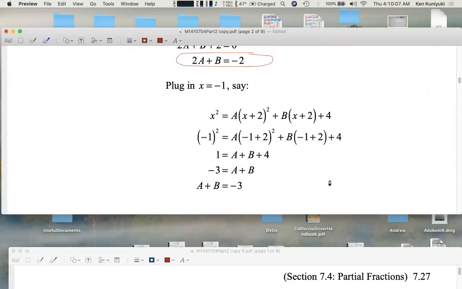Okay, so let's plug in x equals negative 1. On the left side, be careful, it's the square of, put the negative 1 in parentheses because you're going to end up with positive 1 on the left side. The square of negative 1 is positive 1.